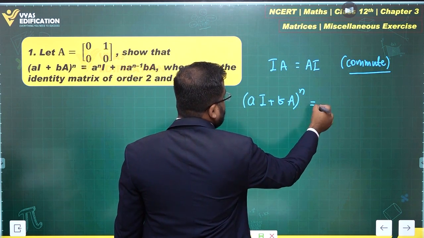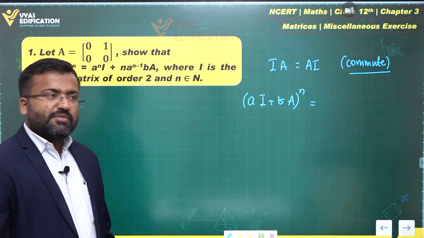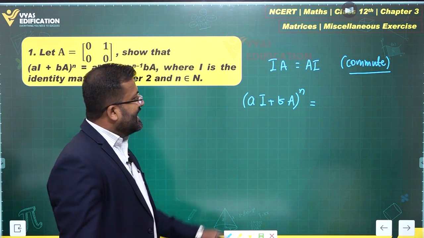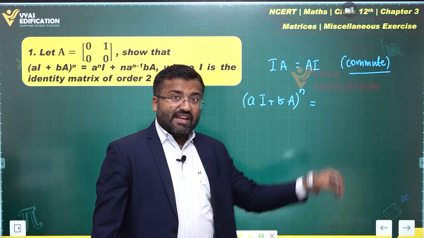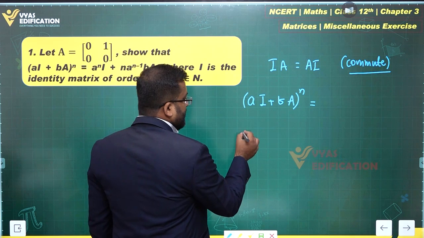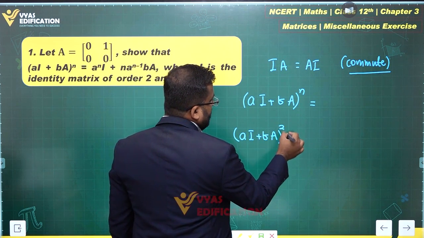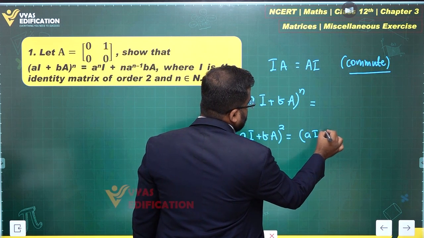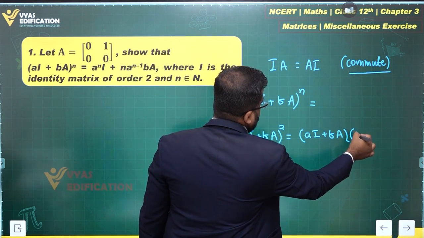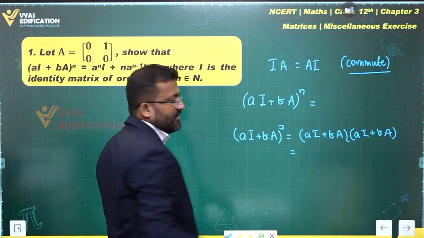to the power n can be simplified as a binomial expansion. What do you mean by that? As a binomial expansion, yes. What I'm talking about is that this can be expanded very easily. For example, had I had (aI + bA) whole square, this could have been written as (aI + bA) times (aI + bA). Okay, this is for example, right?